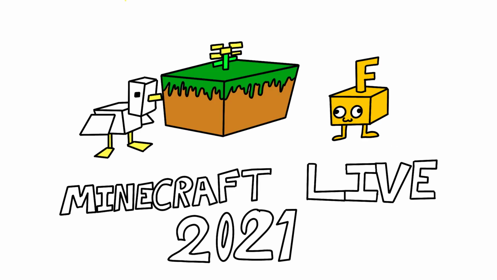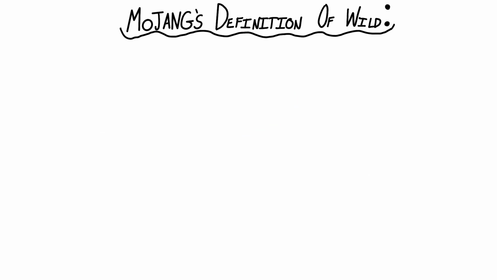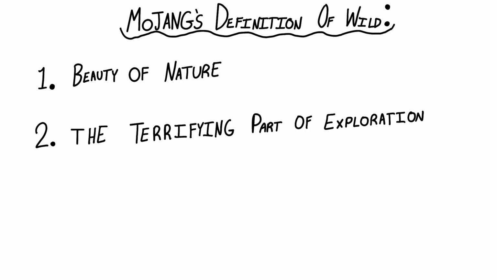If you go back and watch the segments of the 2021 Minecraft livestream where they talk about the Wild update, you will see that the Minecraft team defined the word wild to have two meanings. The first of these meanings is to show how beautiful nature can be. And the second was to show how scary and thrilling exploration and adventure is.